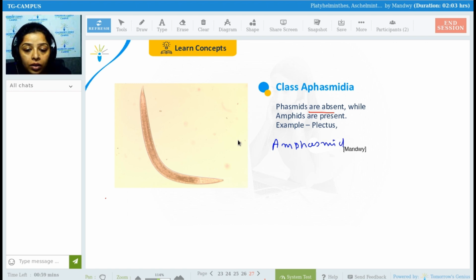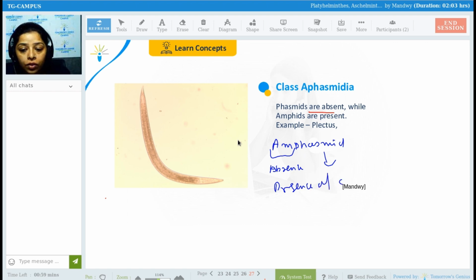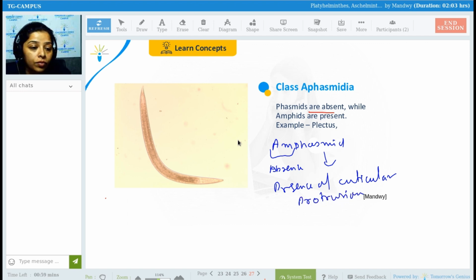Emphasmid. Absence of phasmid. Presence of cuticular protrusion, okay, for penetration. And the example is Lactus.